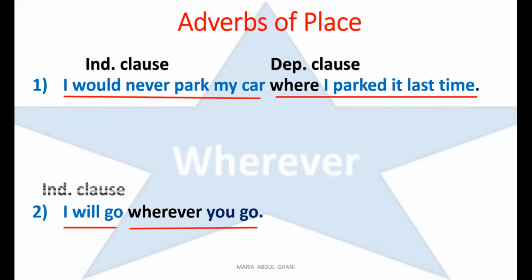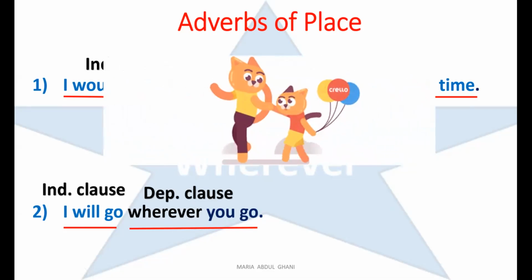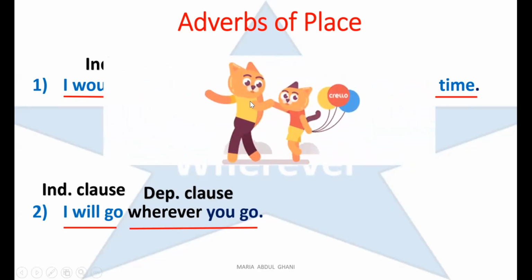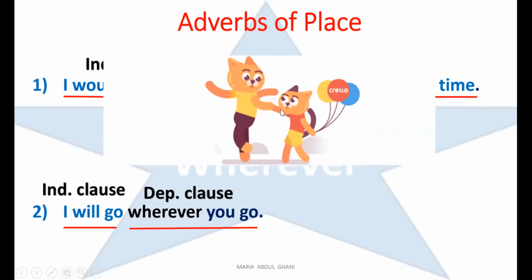And wherever you go is the dependent. Okay, I will go wherever you go. What does it mean, wherever? Can you say it in Arabic? I think يعني أي مكان. Yes. The place you go to, I will be following you to that place. I will stay with you wherever you go. Here you are. This cat is saying to her mother or her father, I will go wherever you go. They will stay together lifetime.